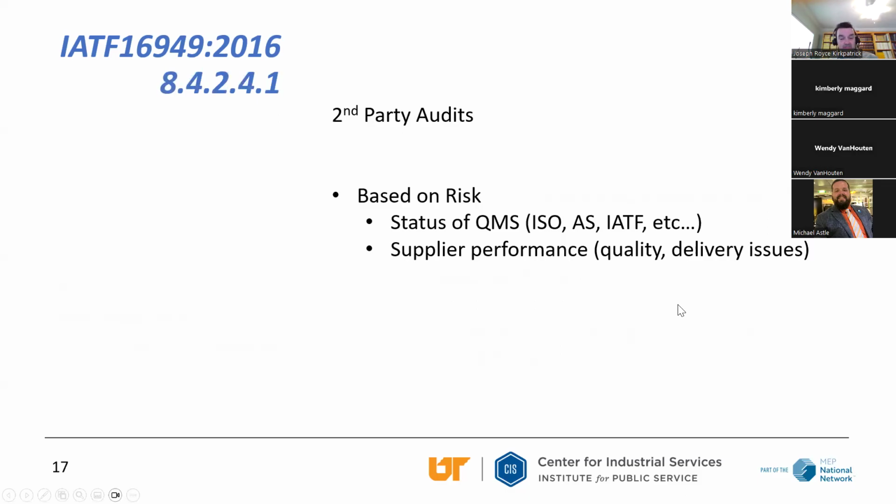Second party audits. Second party audits are where the organization audits your suppliers. And the standard says we've got to have a process to do that. That process shall be based on risk, should be based on the status of their quality management system, their performance, their quality issues, their delivery issues that they have had, any other issues that we might have. Maybe it's financial, maybe they're in dire straits and on the brink of bankruptcy. That might be time to do audits on them to make sure they're not cutting corners and going to cause you guys problems.